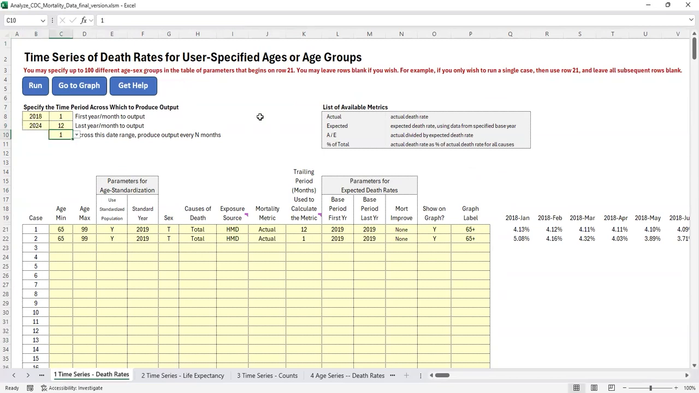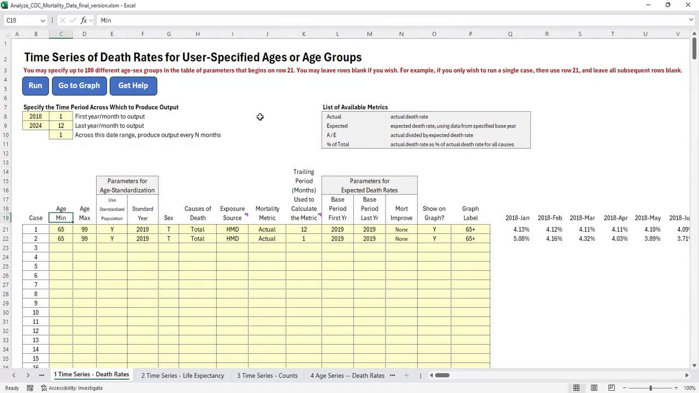And let's produce output on a monthly basis, which is controlled by this parameter C10. I can change this parameter if I want. If I changed it to 3, the outputs would be produced on a quarterly basis. If I changed it to 6, it would be a semi-annual basis. And 12, it would be one output point per year. For this example, let's produce monthly output.